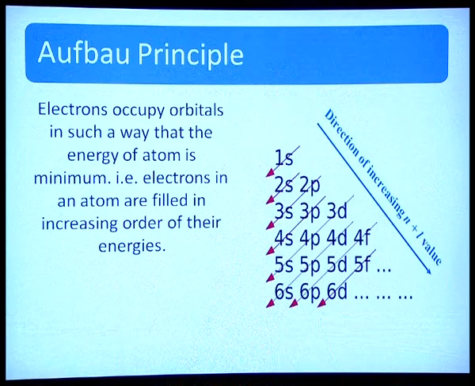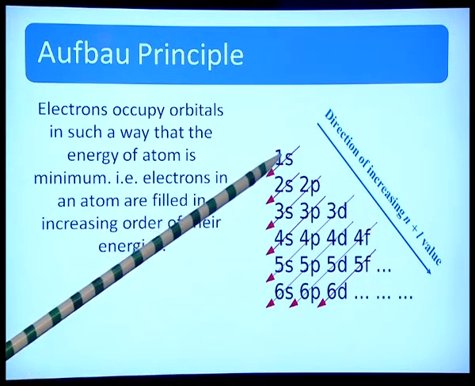Let us now take up the distribution of electrons in these shells and subshells. Such a distribution of electrons is called electronic configuration and is governed by 3 basic rules or principles. First, the Aufbau principle. This principle is concerned with the energy of the atom and states that electrons occupy orbitals in such a way that the energy of the atom is minimum. That is, electrons in an atom are filled in increasing order of their energy.